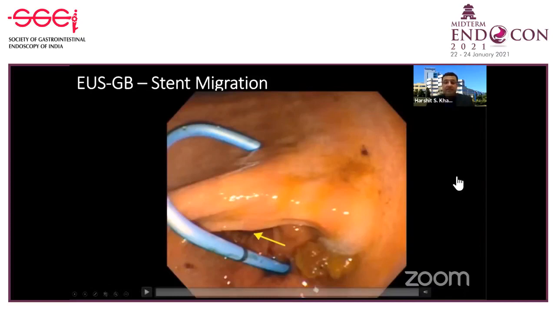Now, I've seen this significantly in the transgastric drainage group, which could be attributed to the peristalsis and the food ingestion. Preferably, I try to do a transduodenal access to the gallbladder, but sometimes we go with wherever the feasible part is.